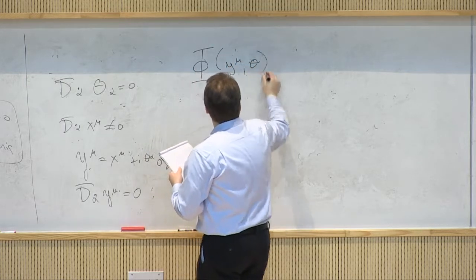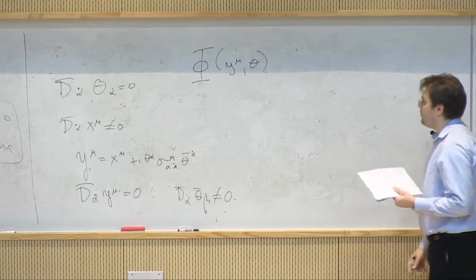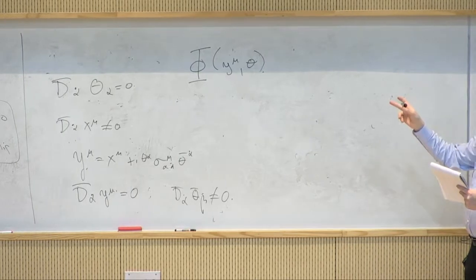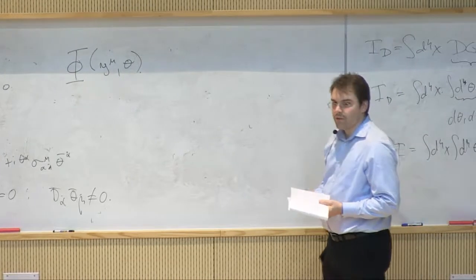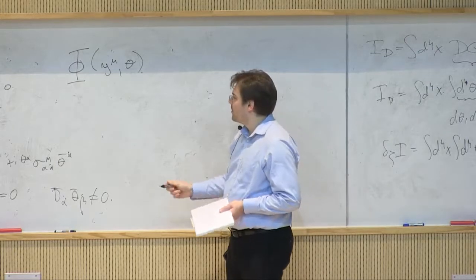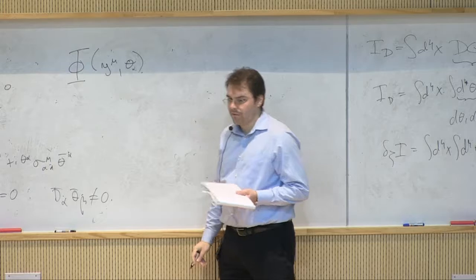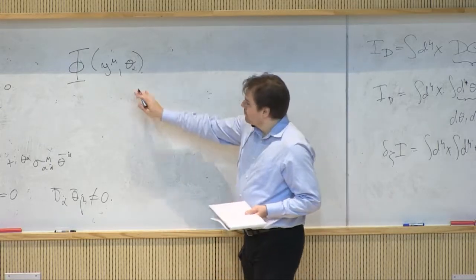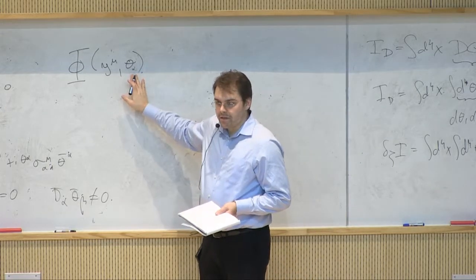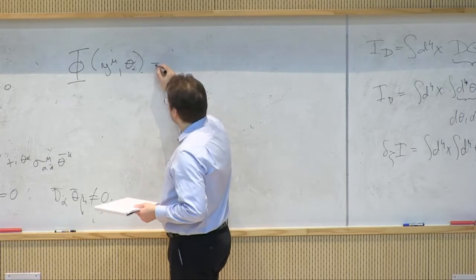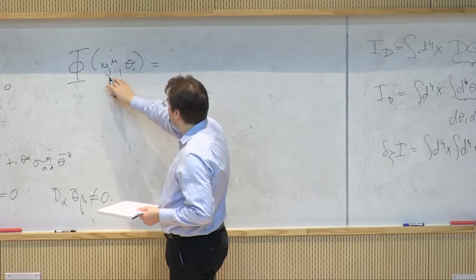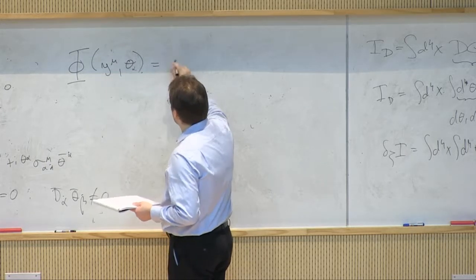So now we just have a function of y and theta. And in order to go from this expression to component fields, we do exactly what we did for the long multiplet, which is to realize that we have one Grassmann odd coordinate left, which is theta, before we had 2. And we're just going to expand in a power series in theta. And the coefficients are going to be functions of the bosonic coordinate y.